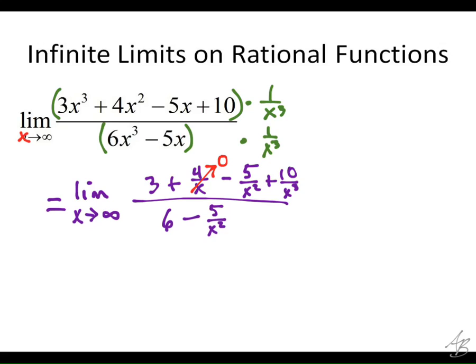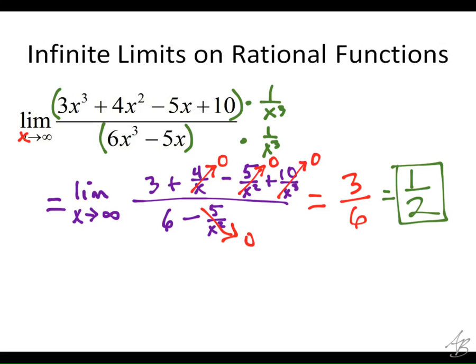So that's going to approach 0, that's going to approach 0, that's going to approach 0, and that's going to approach 0. So once we plug infinity in, first of all, we can drop our limit now. And we have 3 plus 0 minus 0 plus 0, which is 3, over 6 minus 0, which is 6, and that's going to be 1/2.